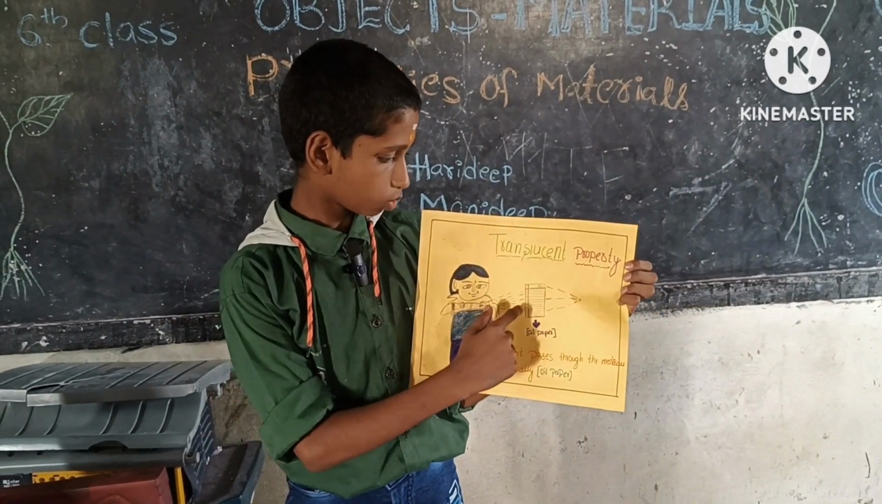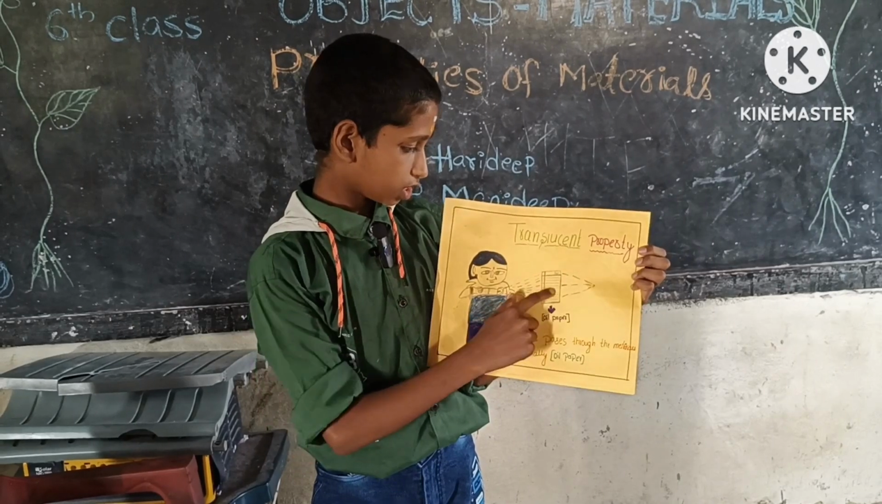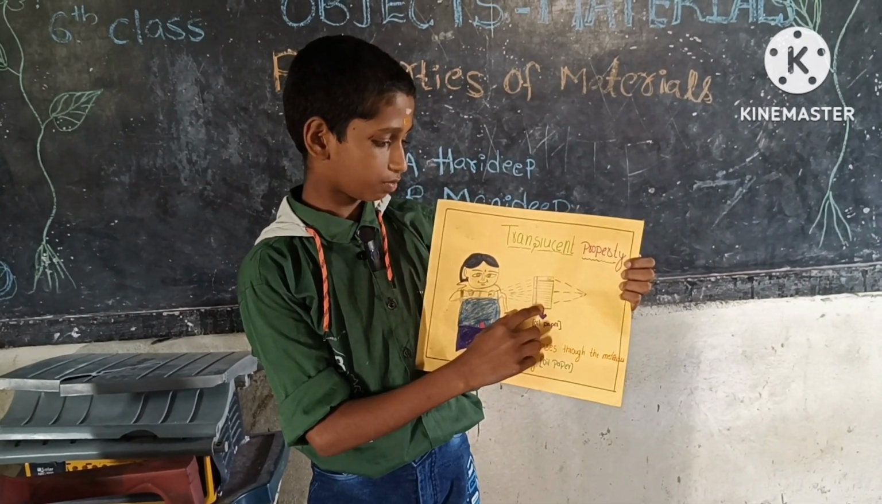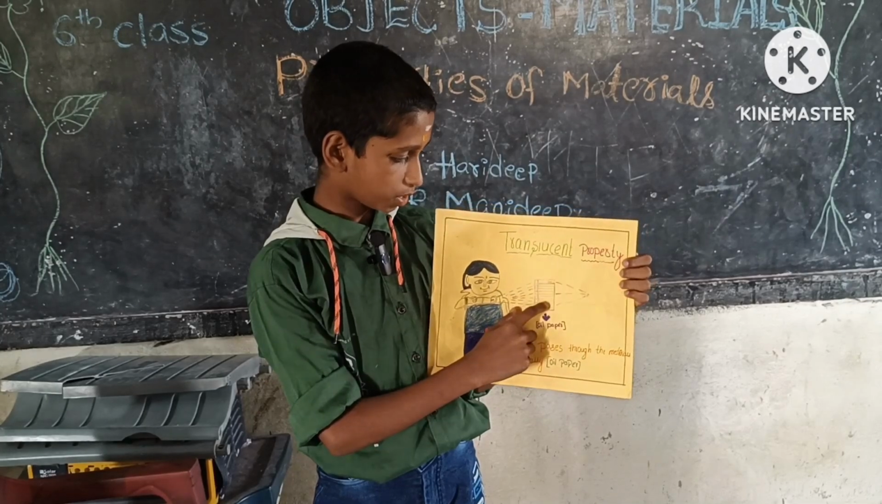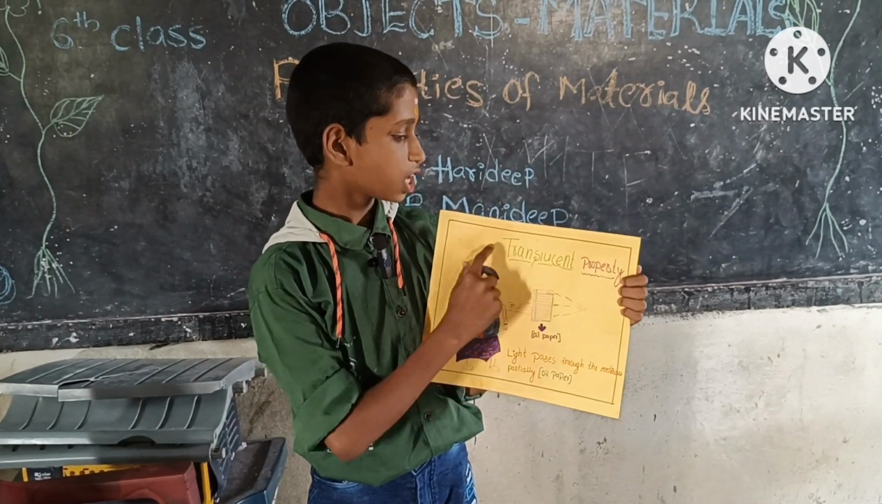Light passes through this material partially. This material name is oil paper. We can see through this material, but the vision is not clear. That's why this material has translucent property.